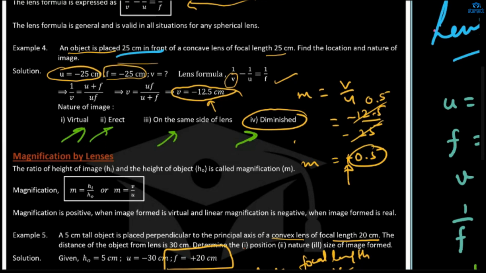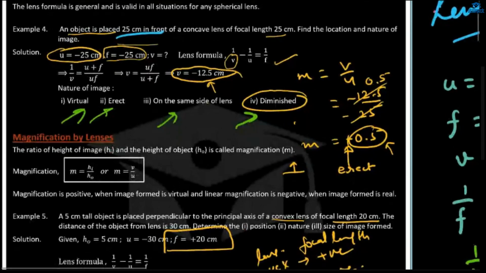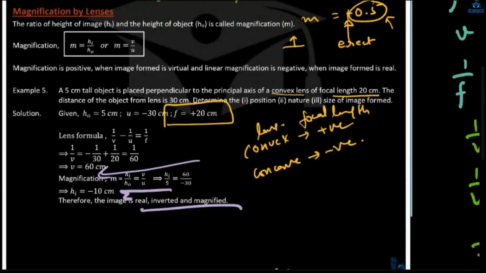Whether it will be erect or inverted. If this is a plus sign, it means that this will be erect. It will be above the x-axis. And 0.5 is less than 1, it means it is half of the 1. So the image formed is diminished, half of that object. Is it fine? And likewise, we can do another question.